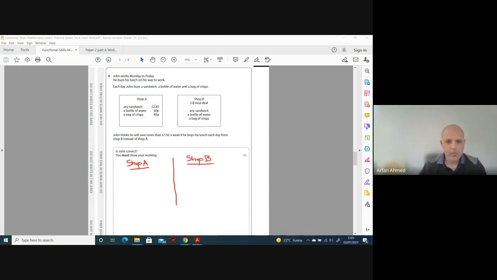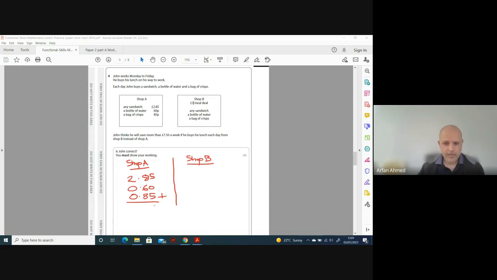So let's work out what it is for one day. He needs to buy a sandwich, bottle of water, and bag of crisps. We're going to have to add these together. So you've got £2.85, 60p, and 85p. If you do it in pounds, let's change them all to pounds. We're going to have to do it like this, one big sum. You could add them separately, two at a time if you want, two first together and then the third one. Me personally, I would just do all three in one go.